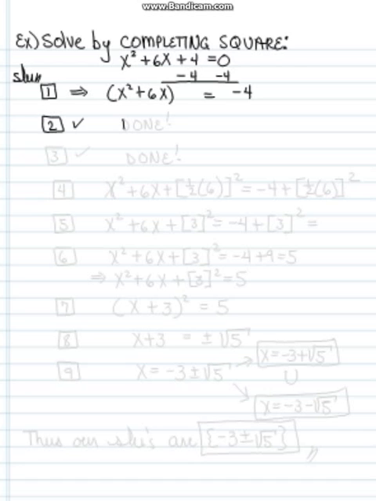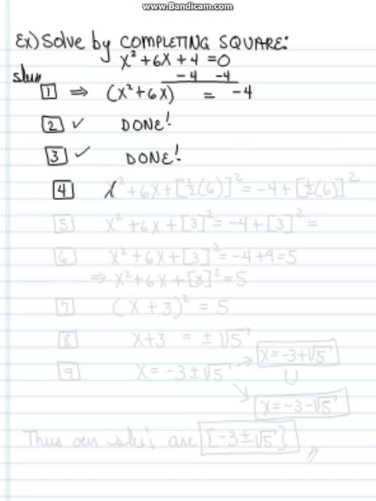Step 2, that is where we factor out the coefficient of x squared, but there is no coefficient but the invisible one, so that's done. Step 3 is where we divide both sides by that coefficient that we just factored out, but we didn't do that, so that's done. Okay, it's kind of easy. Now we're ready for step 4.